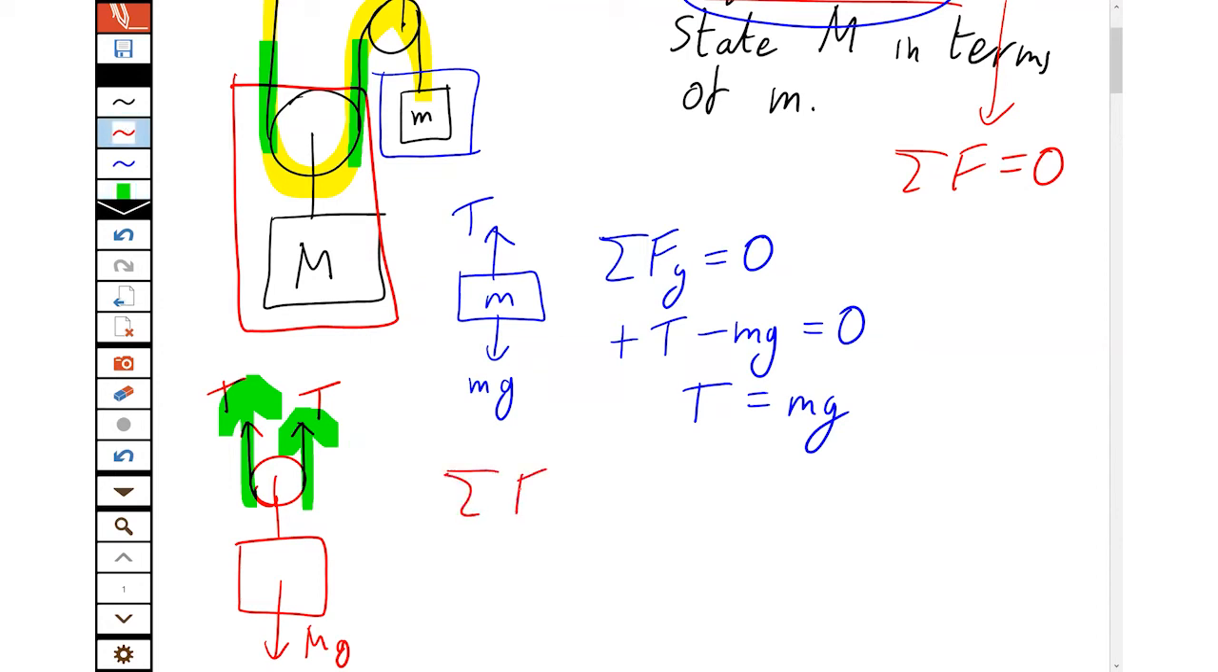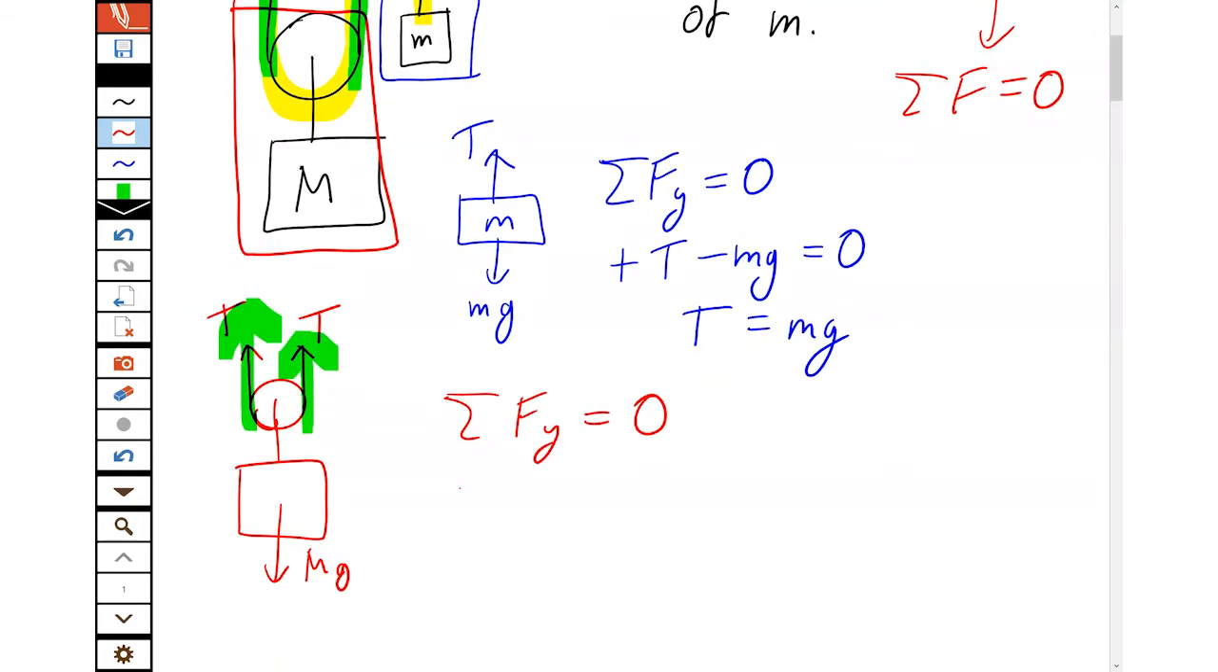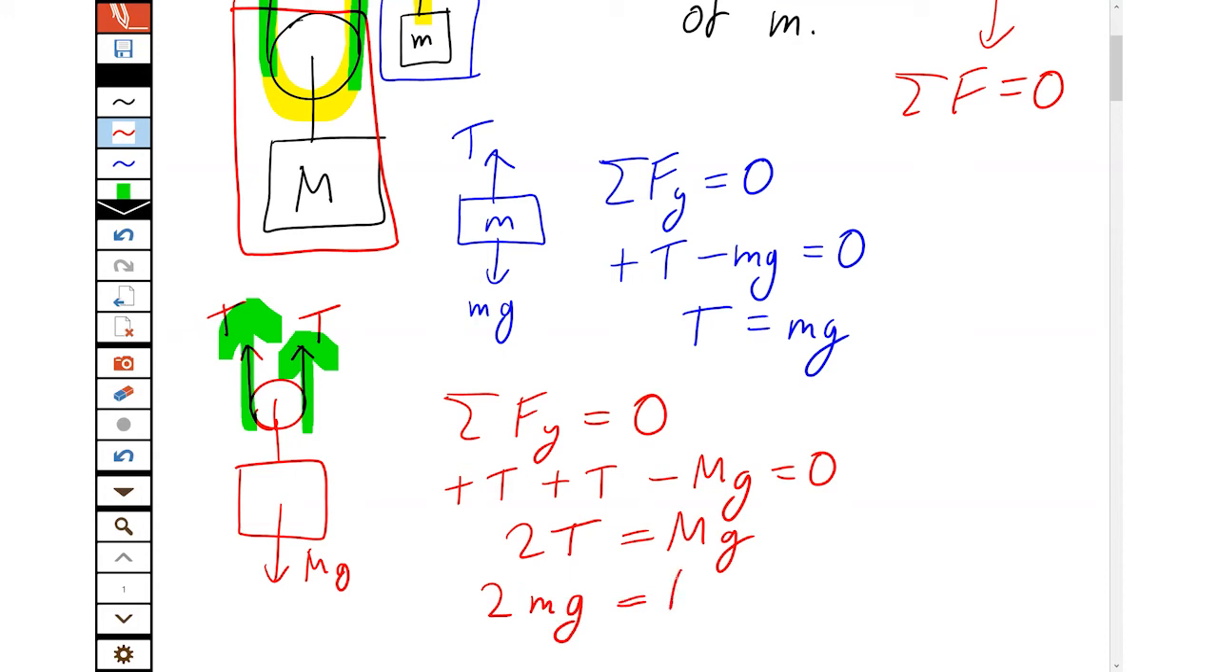So let's look at that. The sum of all the vertical forces here is 0. So much clearer than sigma Fy equals 0. So you have plus a tension up, minus the big weight down. So twice the tension is equal to the big weight. So that's twice the small weight is equal to the big weight. So we can cancel out the g's. And we find the large mass is twice the small mass.